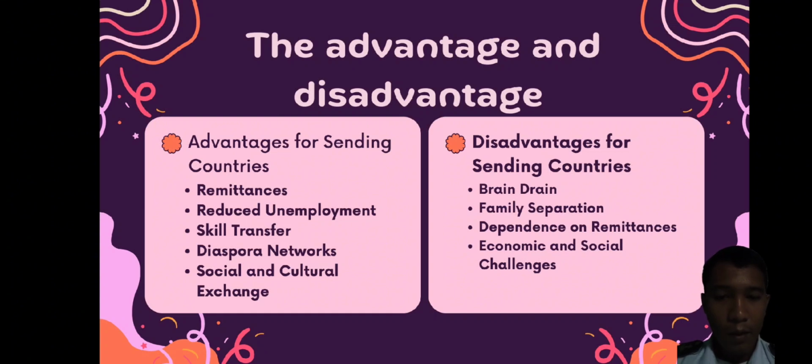4. Dependence on remittances. Over-reliance on remittances can create economic vulnerabilities for sending countries, as their economies become heavily dependent on funds sent by migrants abroad. And last, economic and social challenges. The departure of working-age individuals can result in demographic imbalances, where there is an over-representation of the elderly and young dependents, which can strain social services and public resources.